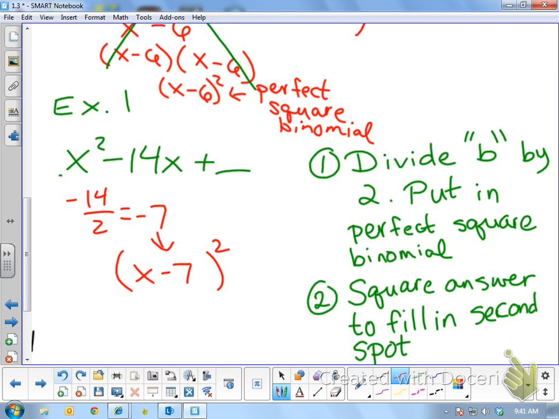Always 2. What if you get a decimal then? I will not give you any problems where you get a decimal. Well, what if we find the decimal? Then you did it wrong. Yeah.